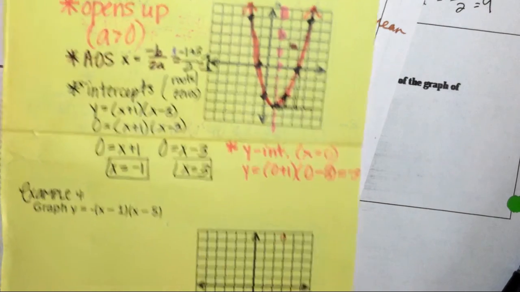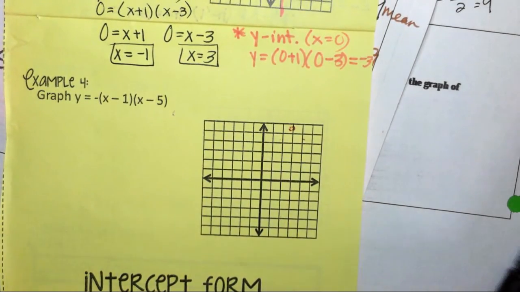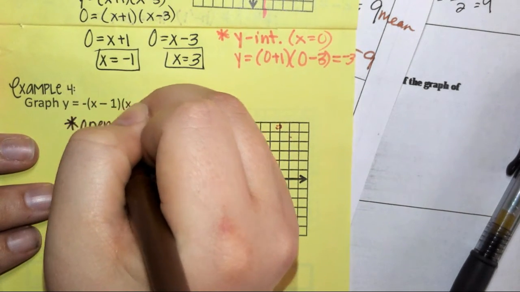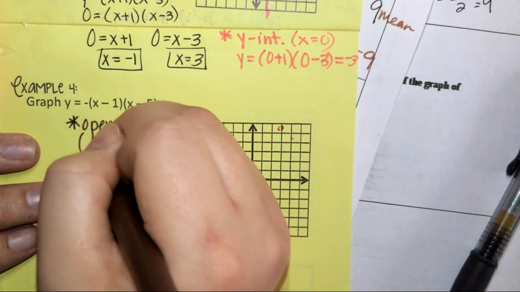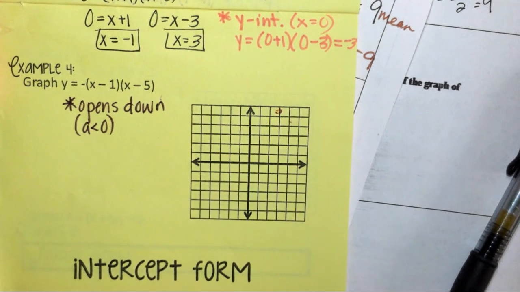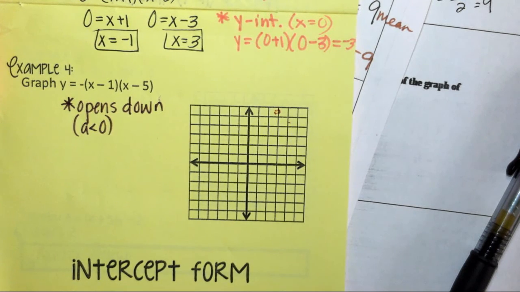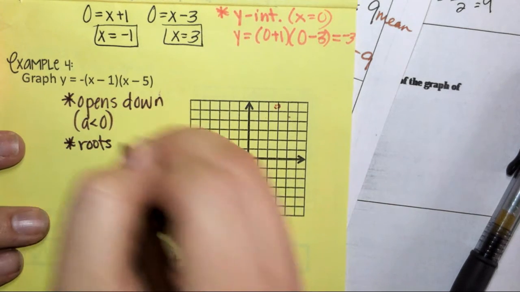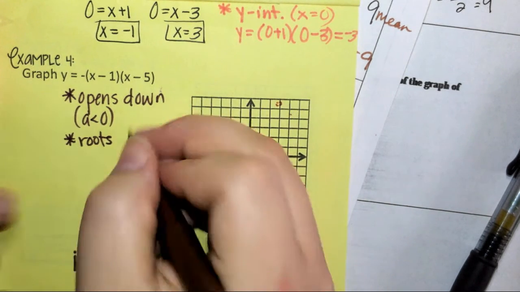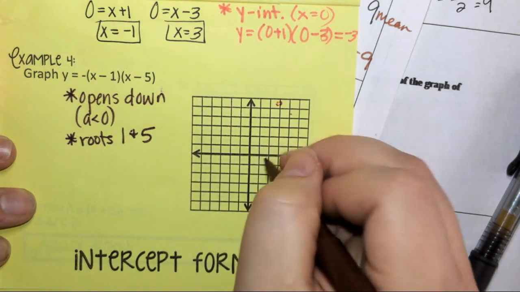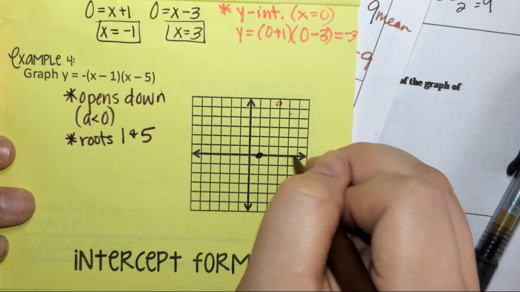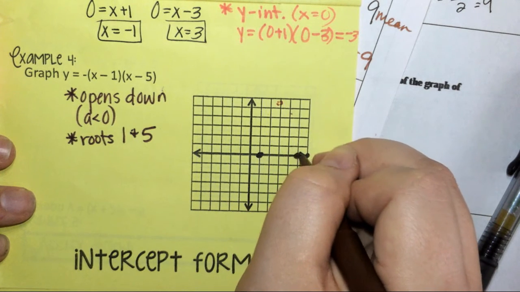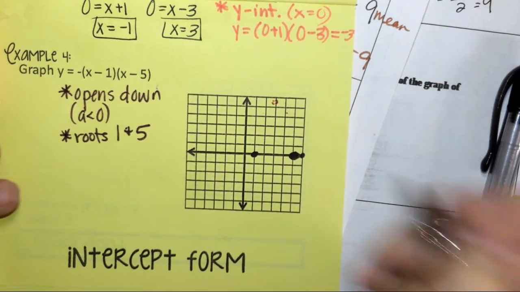Okay, we're going to do example 4. And when I say we, you're going to help me. So it opens down because A is less than 0, because it's a negative, so it's a sad face. Where are my roots or my zeros? Positive 1 and 5. 1, 2, 3, 4, 5. It's right where the arrow is. Okay, cool. 1 and 5.